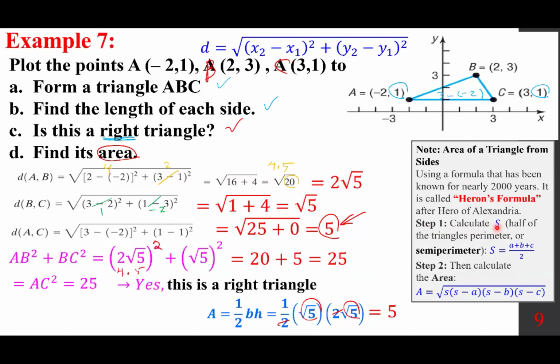First, you calculate S, which is half of the triangle's perimeter, or semi-perimeter. That's why they call it S. A plus B plus C divided by 2. Add up the sides, divide by 2. And then calculate the area as the square root of S times S minus A times S minus B times S minus C. In case you haven't seen this formula, I think you have before, but if you haven't, that'd be interesting to see.